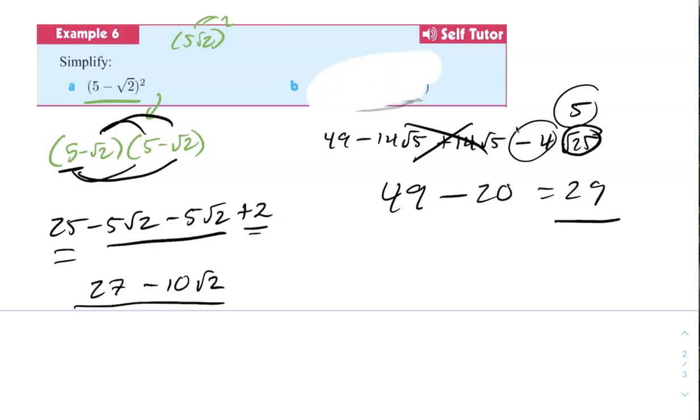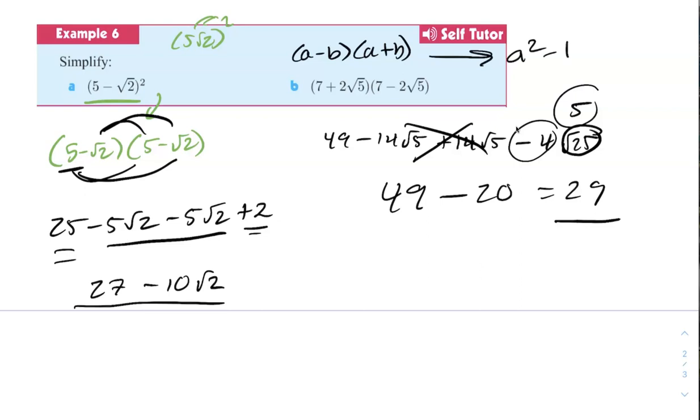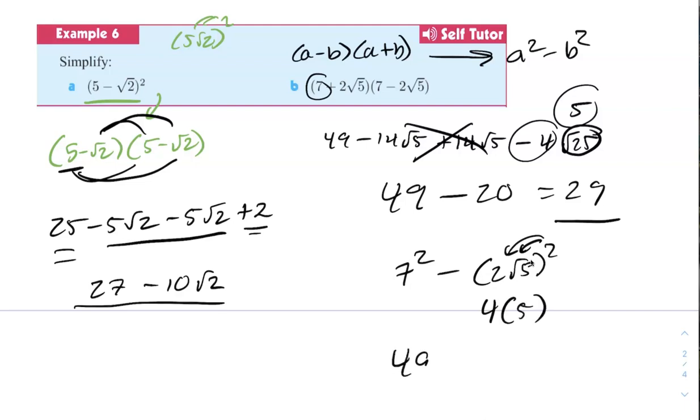Now again, if you would have noticed, this is a difference of two squares, right? A minus b times a plus b. So if you ever notice that, you can just go, wait, it's just the first term squared minus the second term squared. So we could have just gone first term, 7 squared, minus the second term, 2 rad 5 squared. Now again, no plus and minus here, so I could just distribute. 2 squared is 4. Rad 5 squared is just 5. So I get 49 minus 20, or 29. So it works either way.